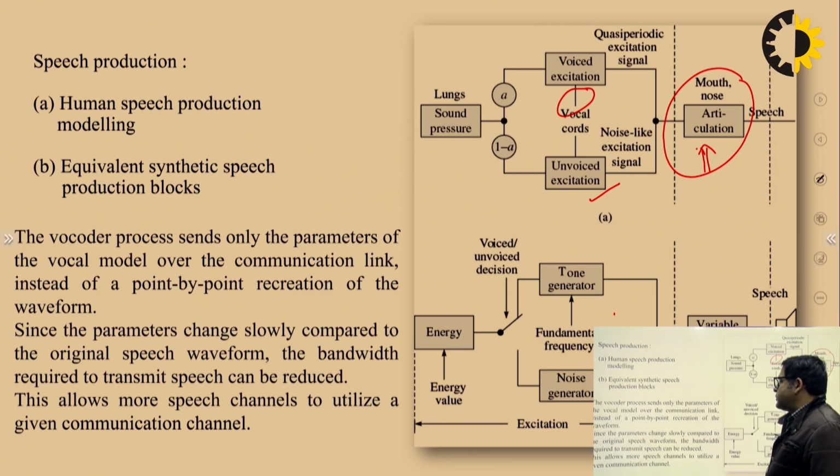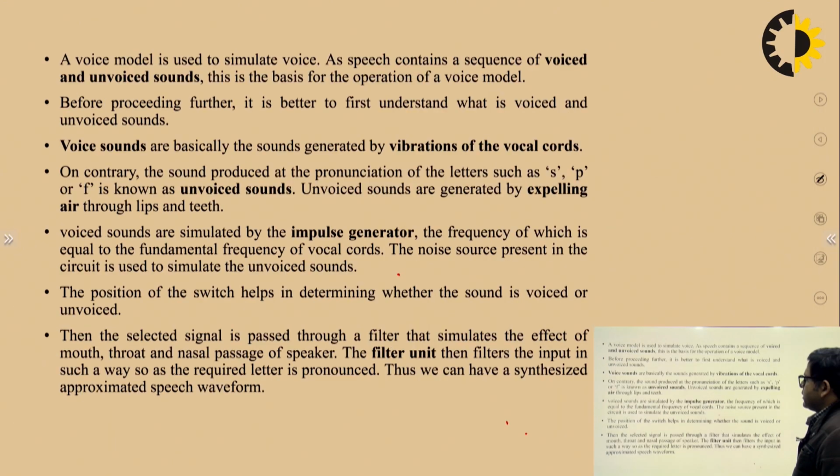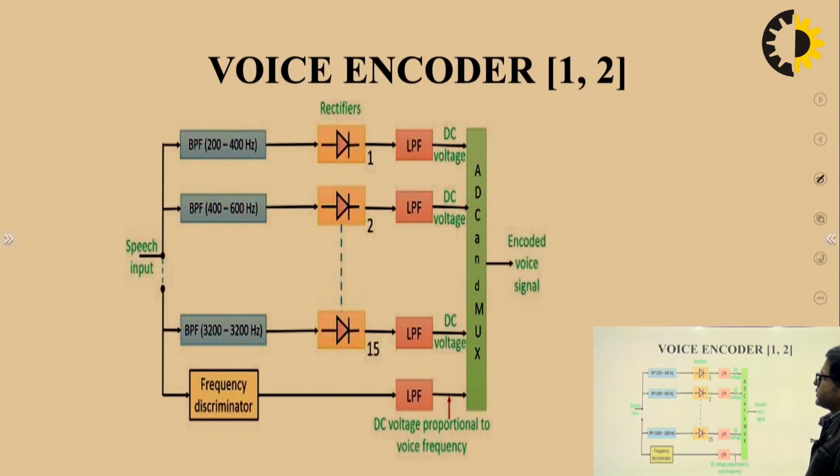The vocoder basically processes only the parameters of the vocal model over the communication link instead of a point-by-point recreation of the waveform. Since the parameters change slowly as compared to the original speech waveform, the bandwidth required to transmit speech can be reduced. This allows more speech channels to utilize a given communication channel. This thing we have already discussed.